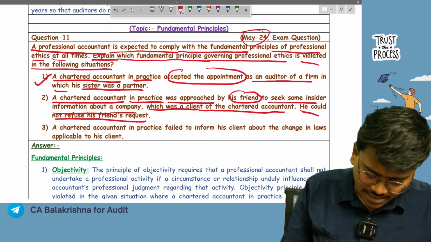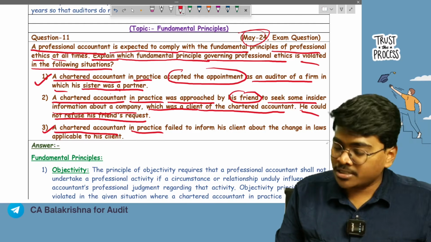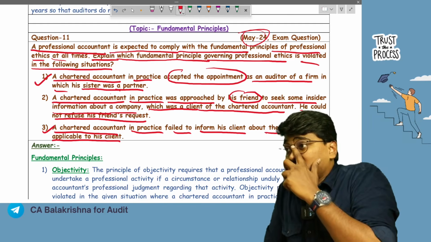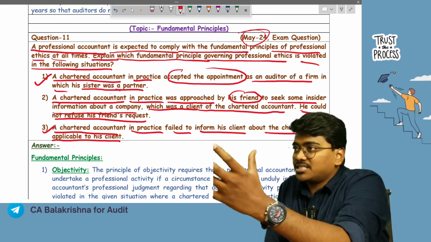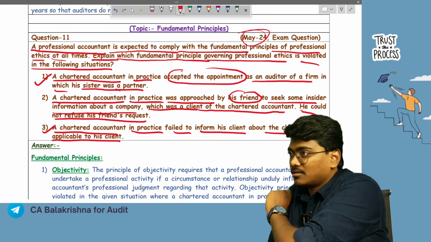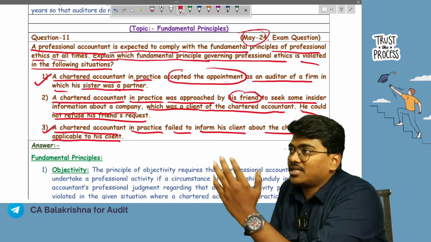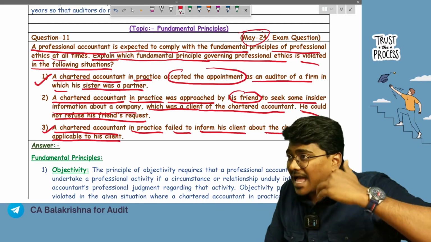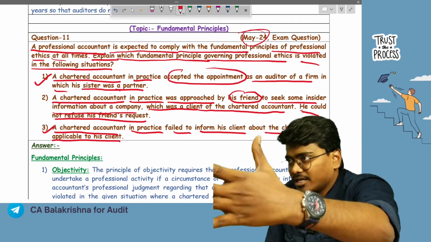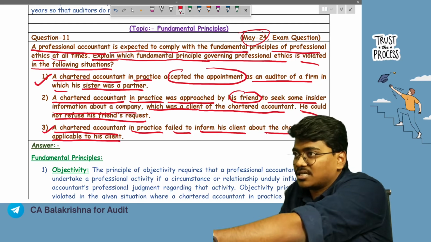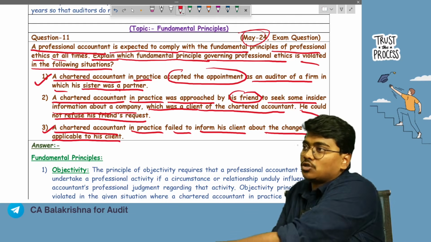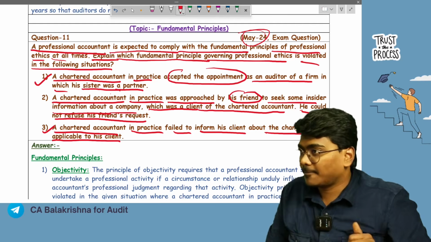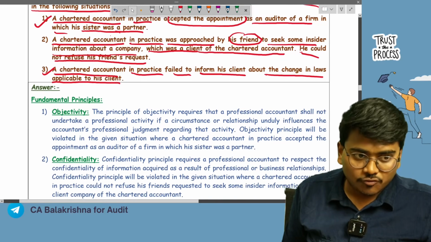Next, a chartered accountant in practice failed to inform his client about the change in laws applicable to his client. There is certain change in the law which is applicable to the client. Competence and due care, because professional competence says that the chartered accountant should have all the knowledge about laws and regulations or the skills that are required for discharging. Here, a change of law has occurred and he has not disclosed it to the client. So professional competence is not followed by him. So you got 4 marks, right?